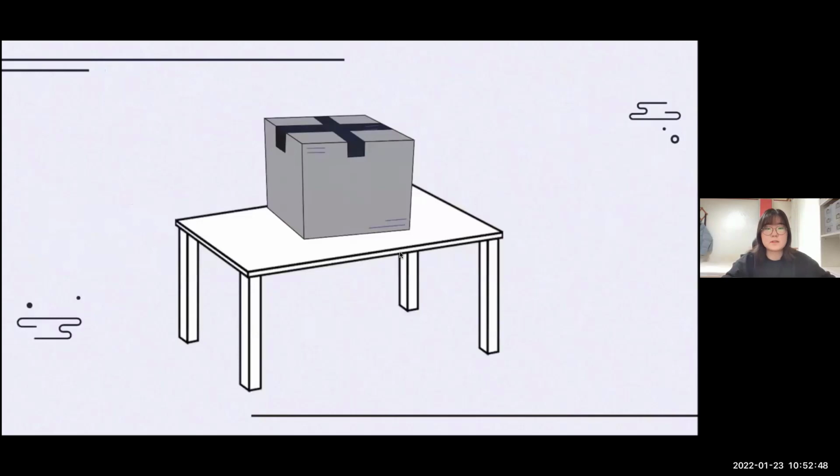Okay, before we start, as you can see on the slide, there is a box on top of a table. The box is not moving. In other words, it is at rest.